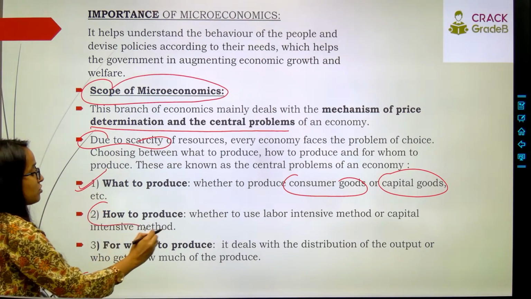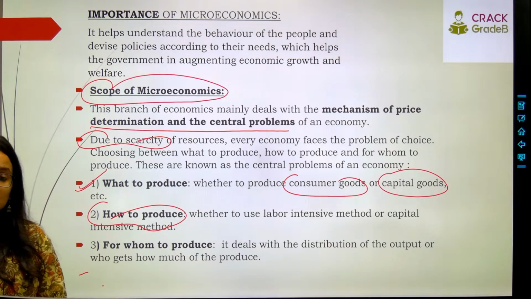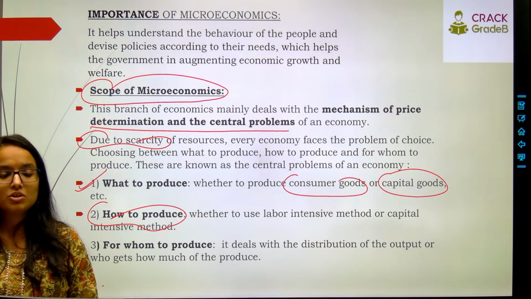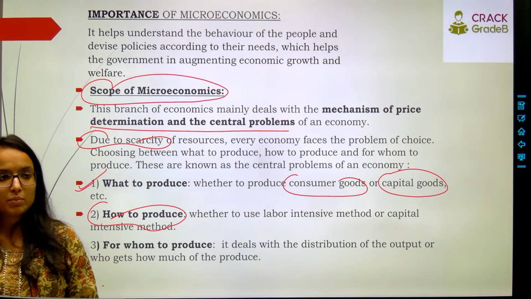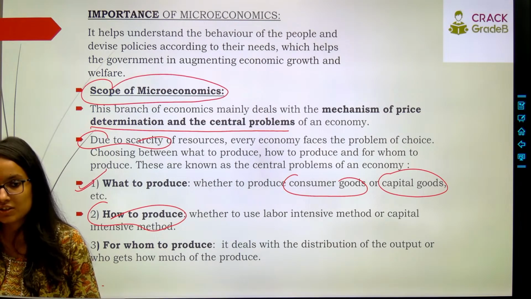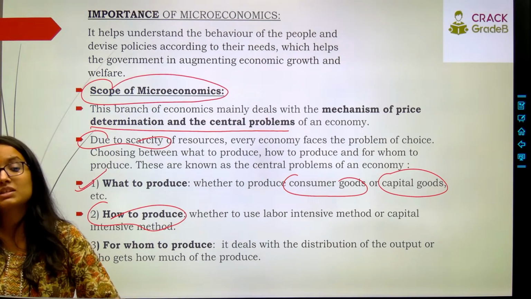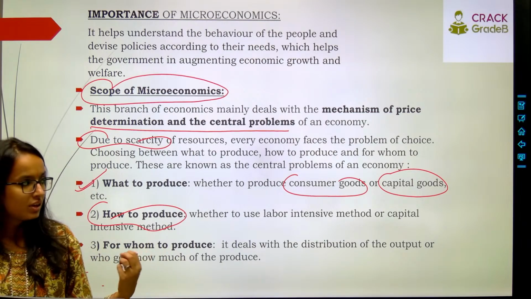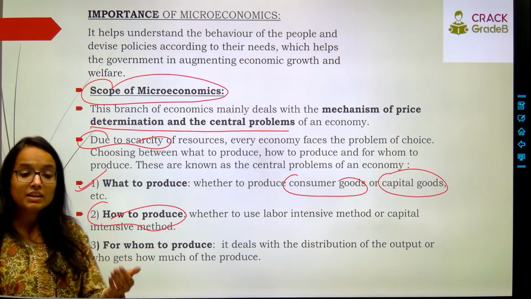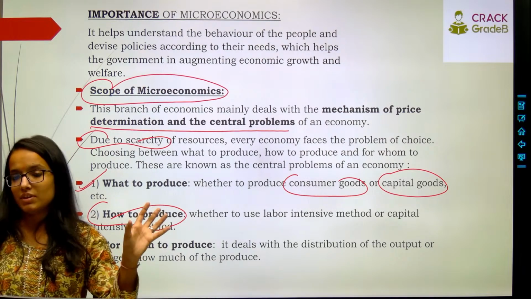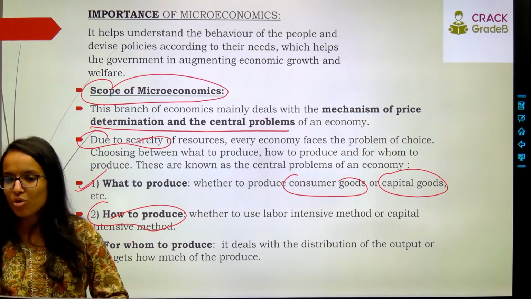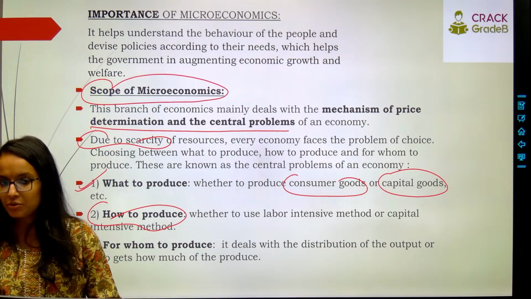Then how to produce, what kind of technology should one apply while producing goods and services. For example, in the United States of America, the production is mostly capital intensive because they have less labor and expensive labor, right? And they are good in some technologies. Okay, they have enough capital. But in case of India or other developing economies where labor is cheap and easily available, the technology would be more labor intensive. Are you getting my point, right?